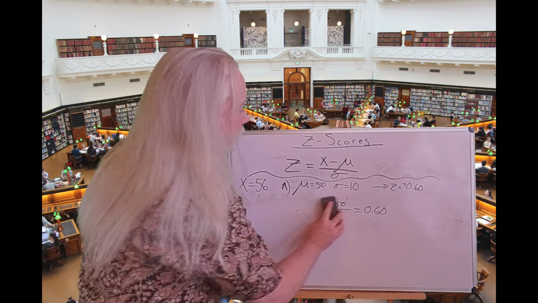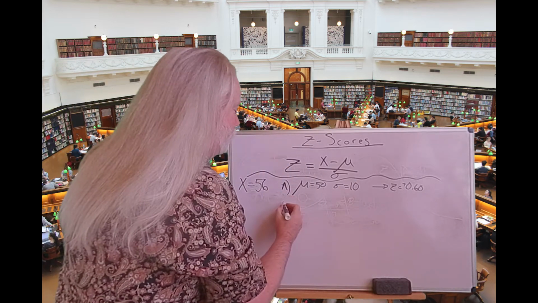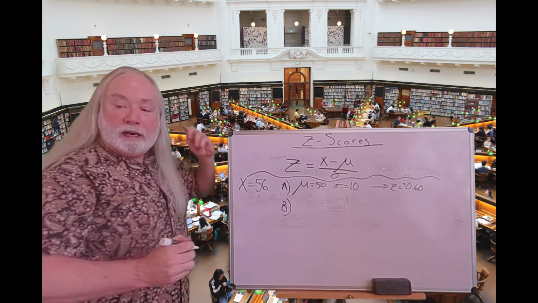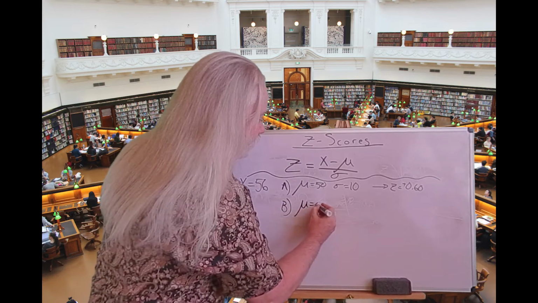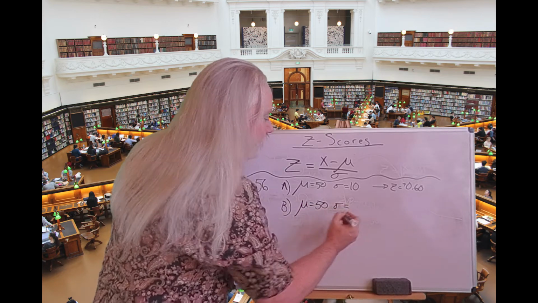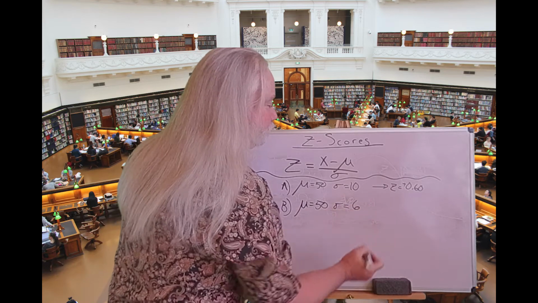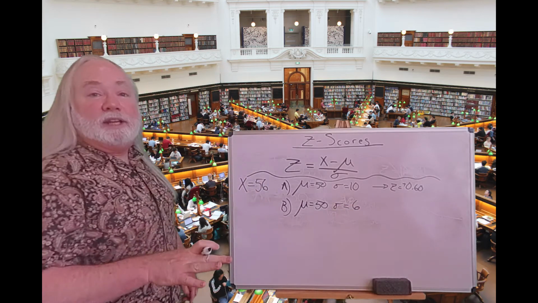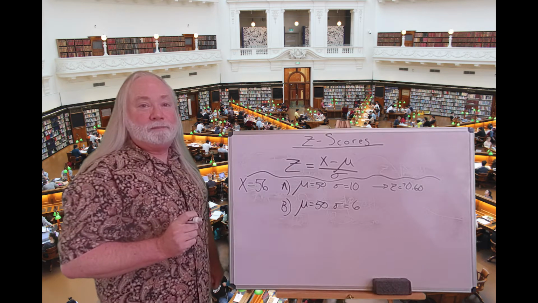So now, let's give you a different option. See if you would like it better. Option B, here we have the population mean is still 50. But in this universe, if you will, the standard deviation is 6. So what I'd like you to do is actually pause the video for a minute, plug that stuff in there, and see what you get.